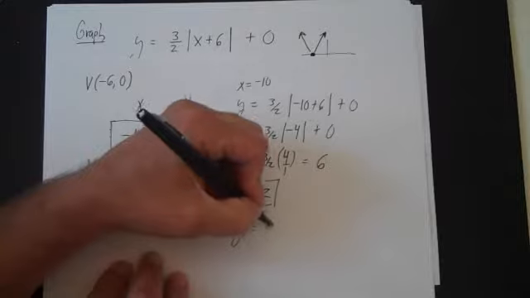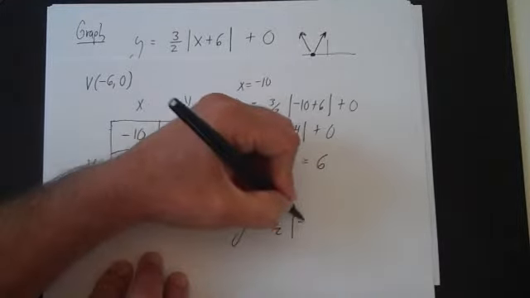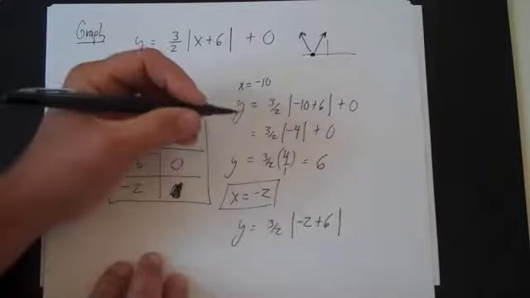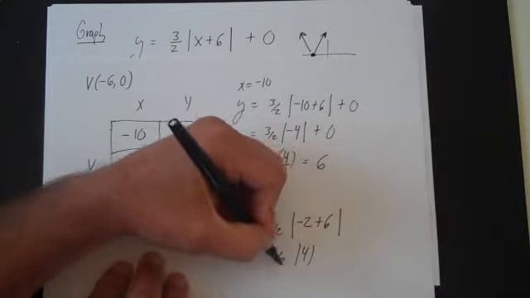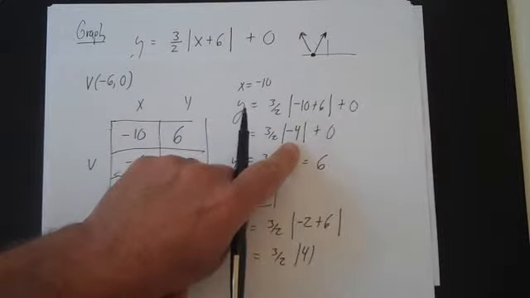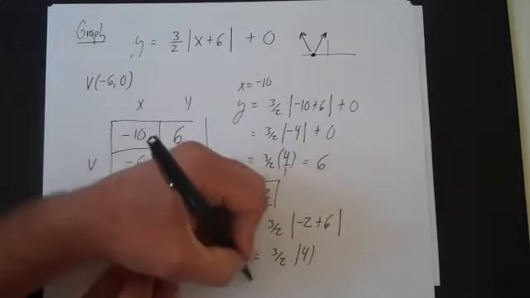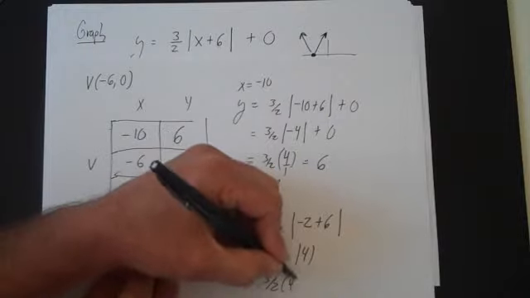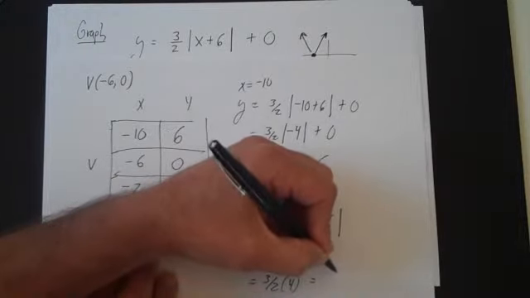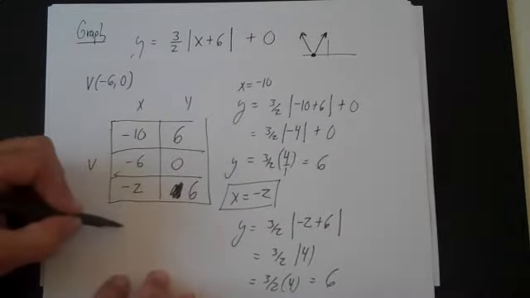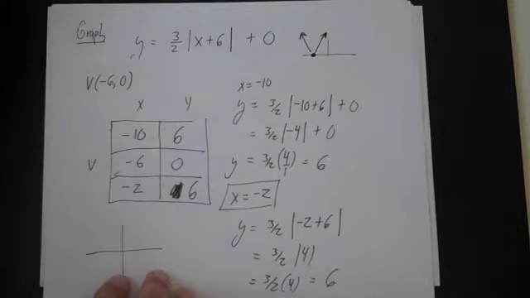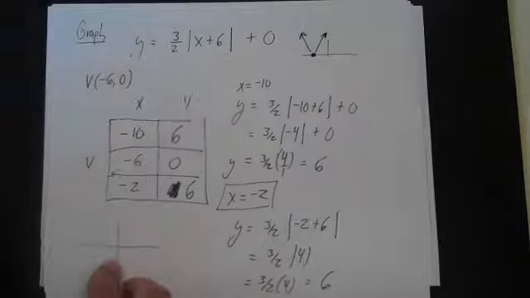y is equal to 3/2 times the absolute value of minus 2 plus 6. Do what's inside the absolute value first. That's absolute value of 4, times 3/2. This is why they're the same, right? Here we had the absolute value of minus 4. Here we have the absolute value of 4. That's the same. 3/2 times 4, which is 12 divided by 2, which is just 6 again. The next step is to use some graph paper and plot these points, and then you're done. Let's do that real quick.